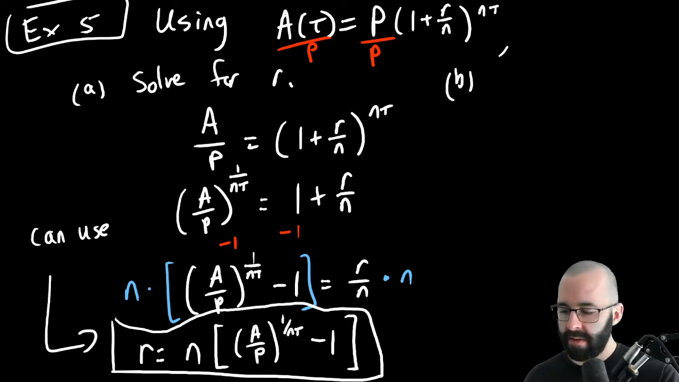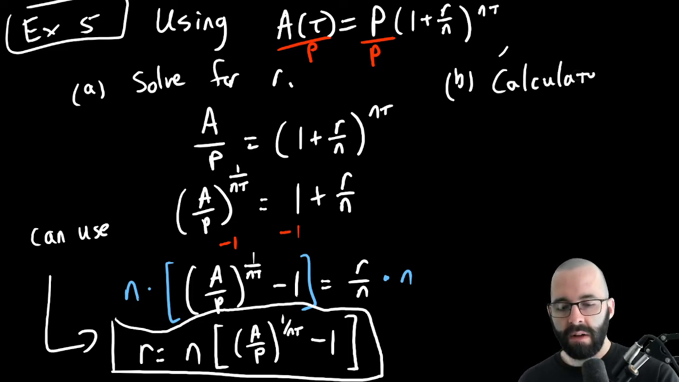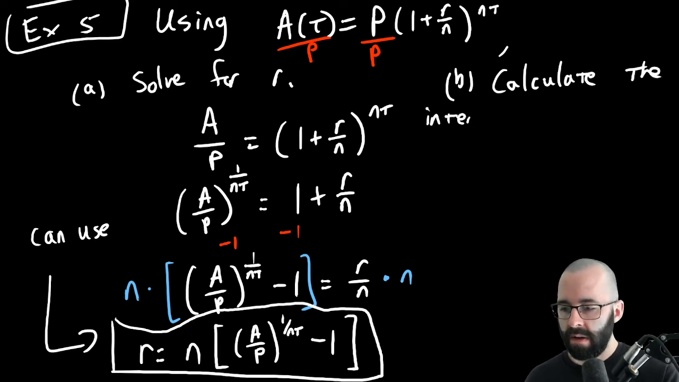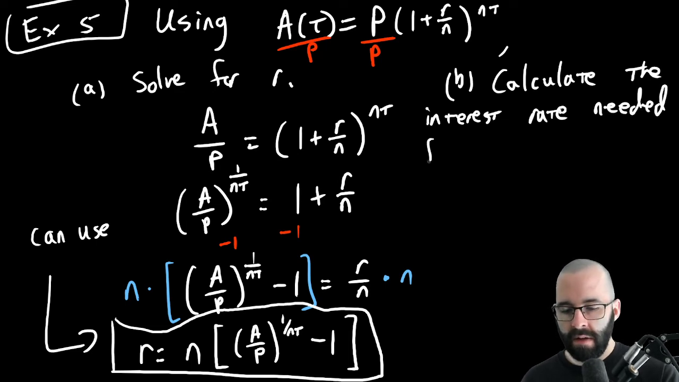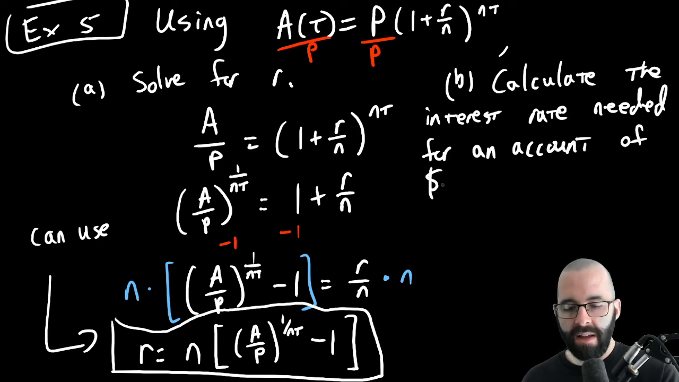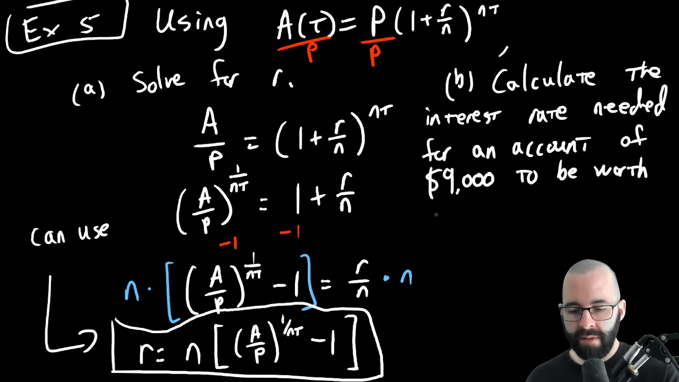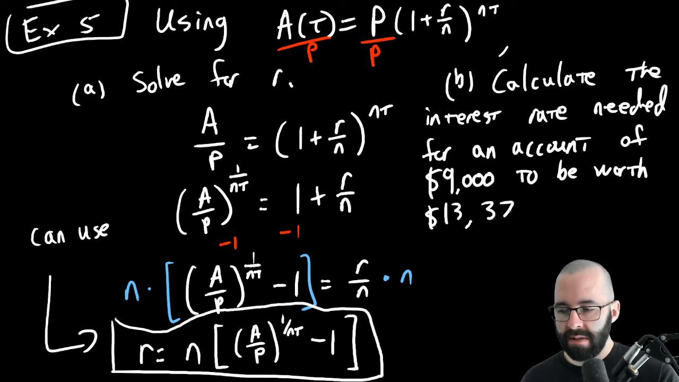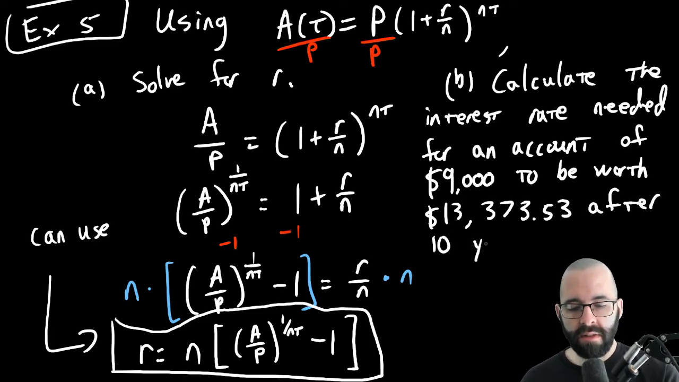Part B. Calculate the interest rate needed for an account of $9,000 to be worth $13,373.53 after 10 years of semi-annual interest.